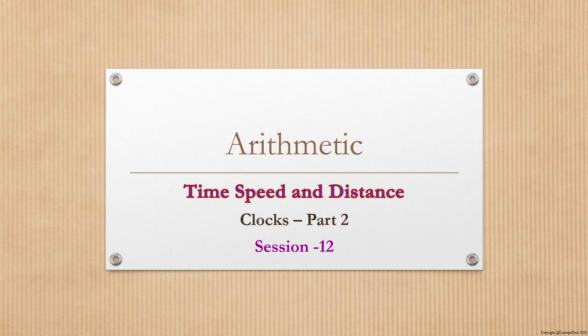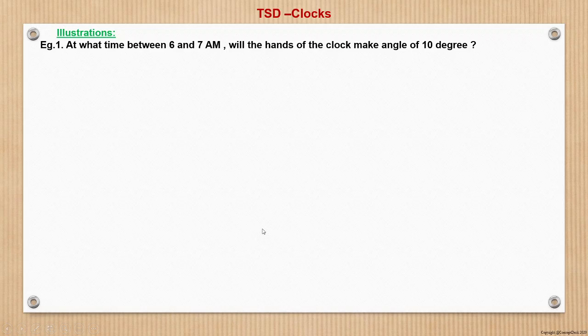In this part, we look into the problems based on the concepts of clocks which we have seen in the previous session. So, right away, we'll start with the questions. Question 1 says: at what time between 6 and 7 am will the hands of the clock make an angle of 10 degrees?